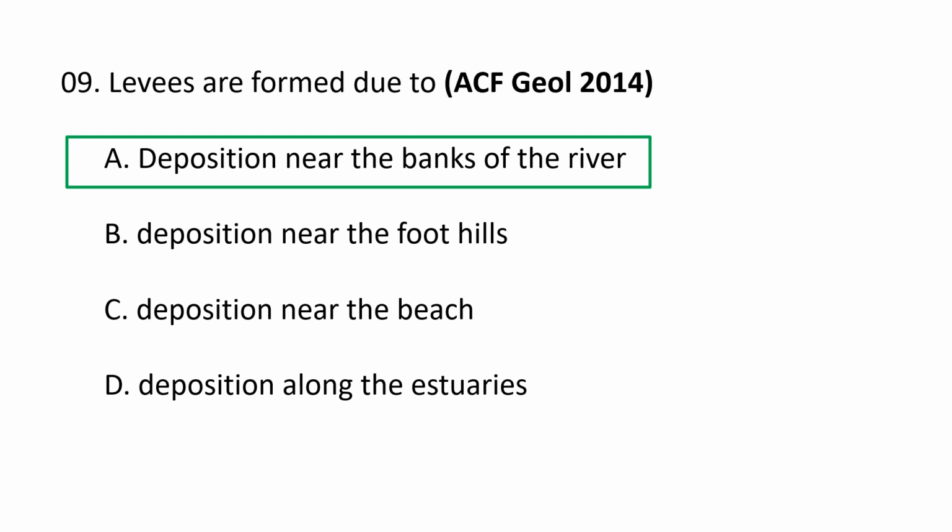The banks, the levees, are made up of sediment, silt and other materials. They are pushed aside by the flowing water, and these are formed due to deposition near the banks of the river. A is the correct option.